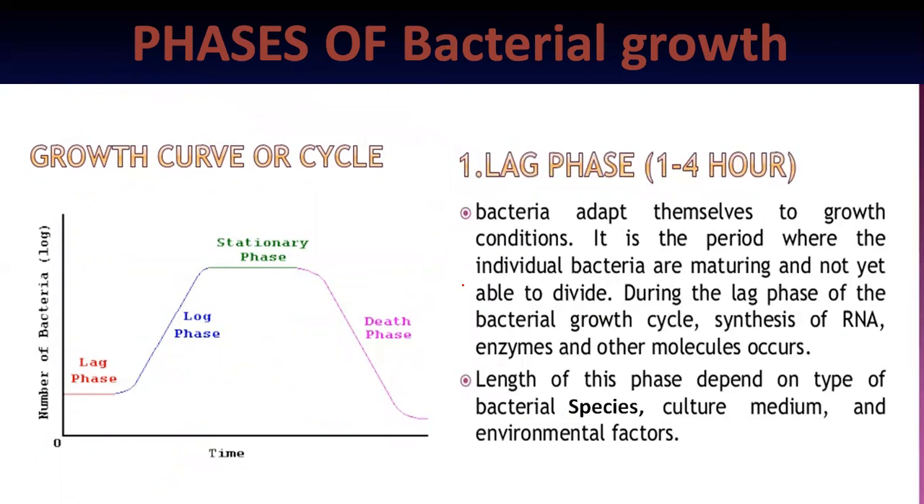Here you can see the growth curve or cycle. In that we can see there are 4 phases. The first one is the lag phase, the other one is the log phase, then the stationary phase, and the death phase. In the lag phase, we can see it is just a straight line here. There is no increase in bacterial number, and during the time of 1 to 4 hours, they are just going to increase their size.